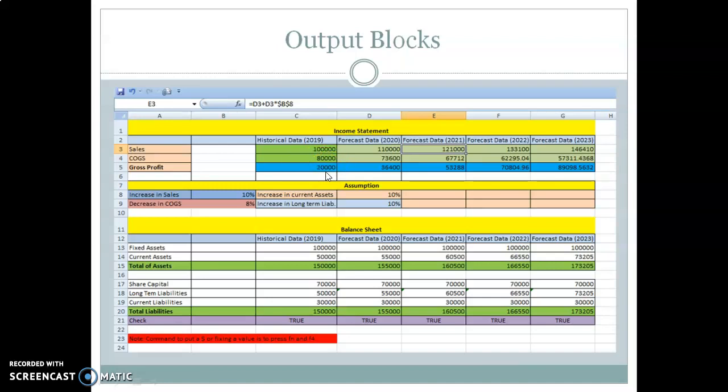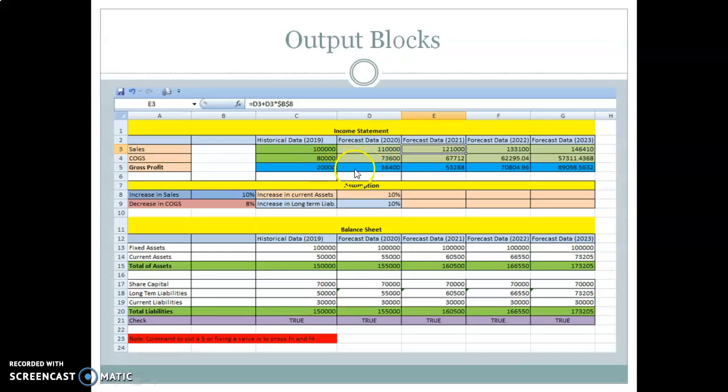Directly we should not put this 20,000, right? Everything is linked, as we know, in financial modeling. So here also we need to link this gross profit with the sales and cost of goods sold. So over here, if there is a change in the sales and a change in cost of goods sold, automatically the gross profit is going to change.